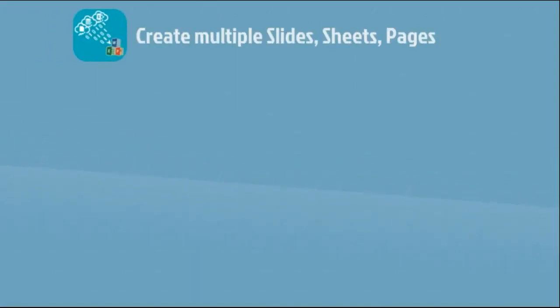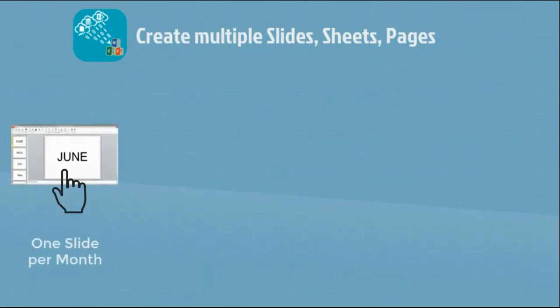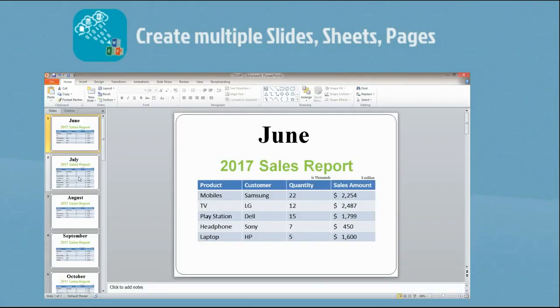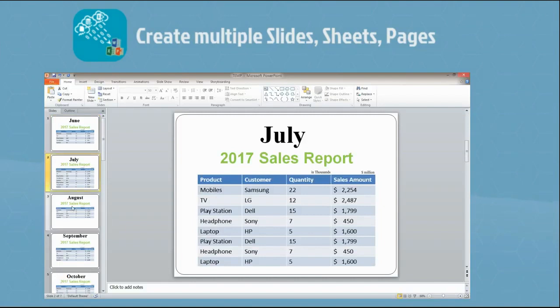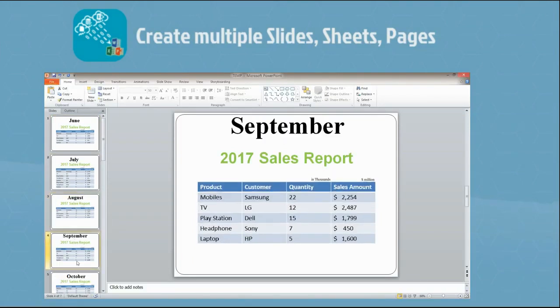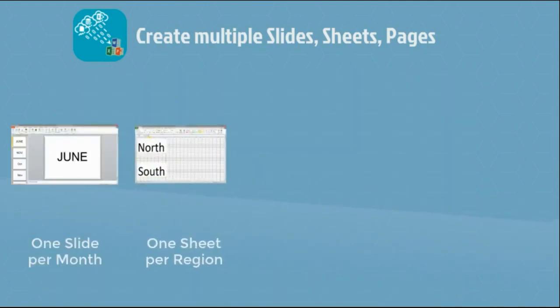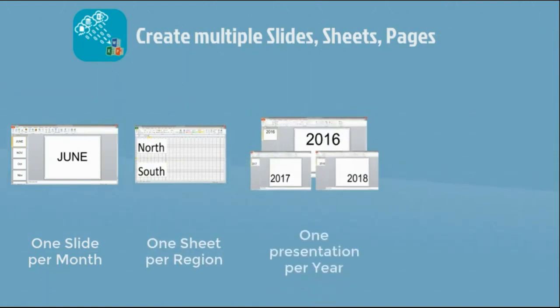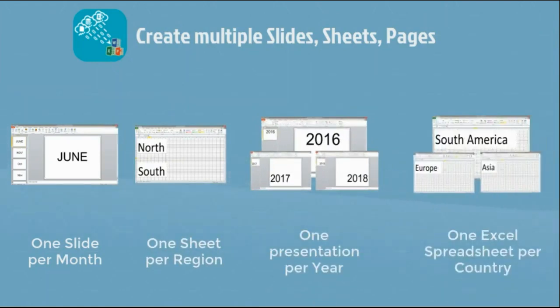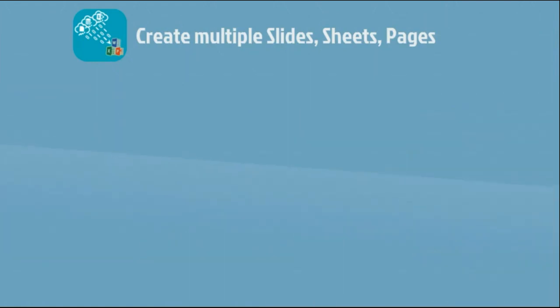Create multiple slides, sheets, pages. For example, 1 slide per month. One sheet per region. Create multiple files. 1 presentation per year. 1 Excel spreadsheet per country. The end result is executive reporting with the click of a button.